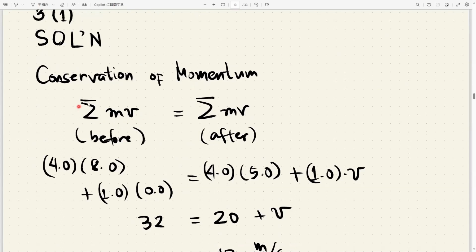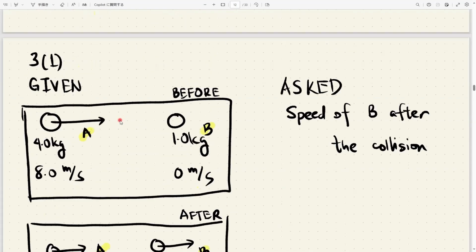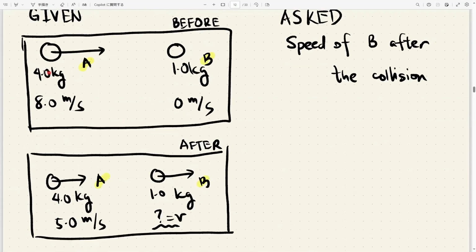The conservation of momentum basically says that the sum of all the momenta right before the collision must be the same as the sum of all the momenta right after the collision. Before the collision, look at the drawing again. The momentum of A is the mass, which is 4, times the speed, which is 8. So 4 times 8, that's 32. That's the momentum of A. The momentum of B is 1 kilogram times 0, so this is just 0. So the sum of those is 32 plus 0. That's just 32. That is the sum of the momenta before the collision.